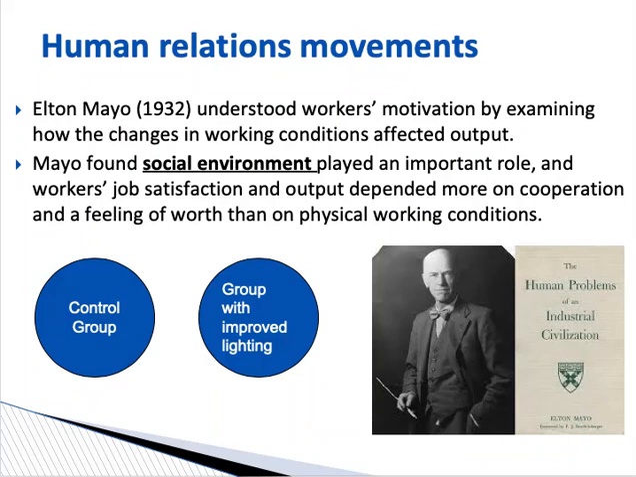The third theory is the human relations movement. The human relations movement theory was introduced by Elton Mayo in 1932. Elton was born and raised in Australia, and moved to the United States in 1920. He worked as a professor of industrial research at Harvard University, and he is pretty well known for his work on the Hawthorne research. He published a book called The Human Problems of an Industrial Civilization.